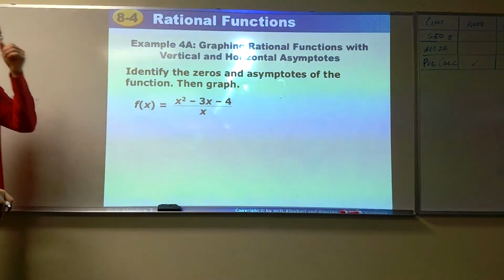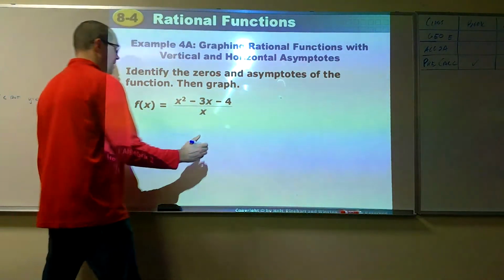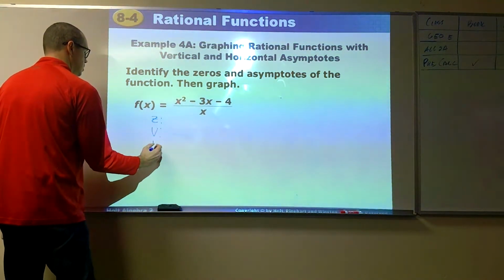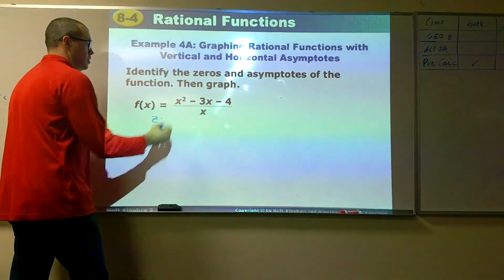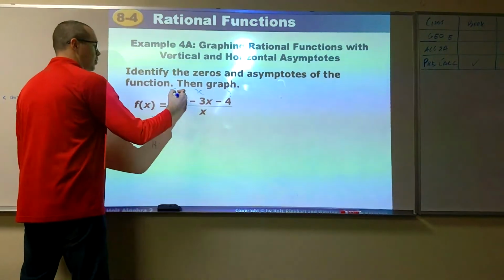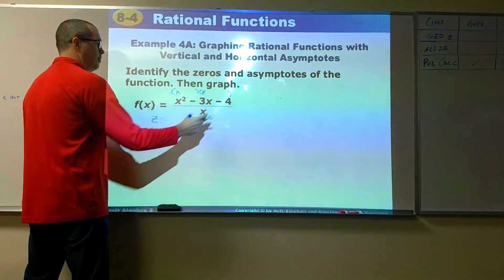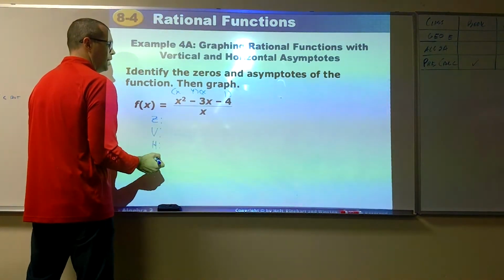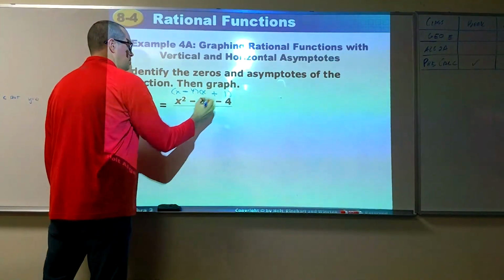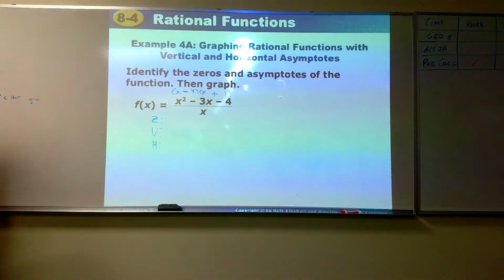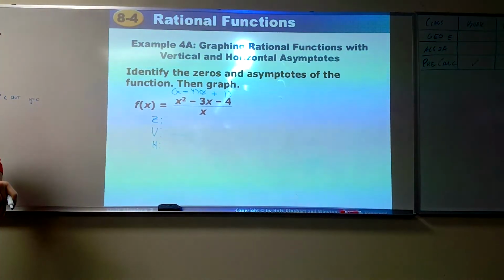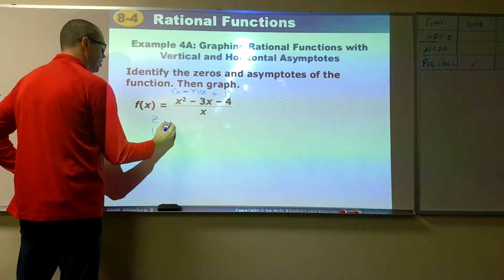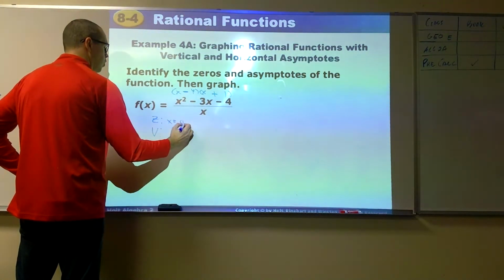Identify the zeros and asymptotes of the function. All right, so we're going to have zeros, vertical asymptotes, and horizontal asymptotes. Let's just factor the top right now to get it over with. So what multiplies to 4 and adds to -3? That's going to be 4 and 1. I need -3, so it's going to be x minus 4 times x plus 1. Okay, so what are my zeros? Well, what makes the top 0? 4 and -1.